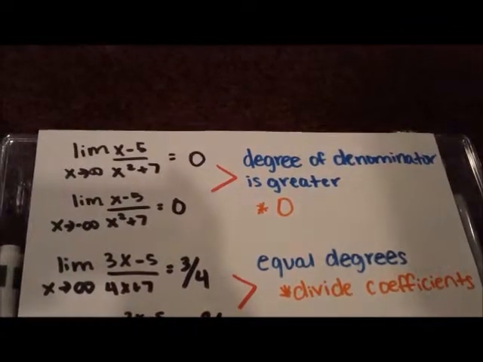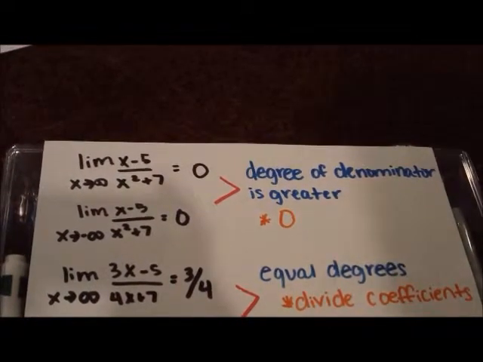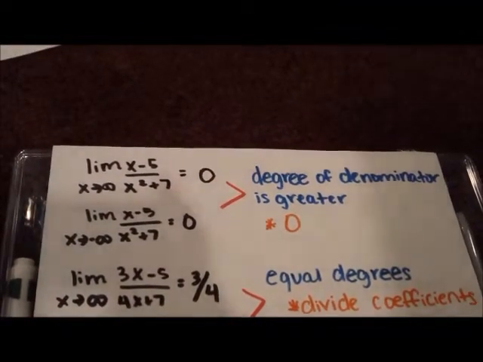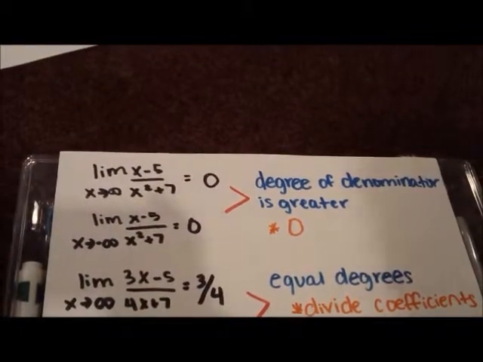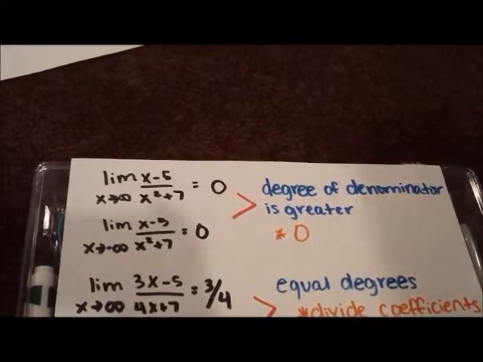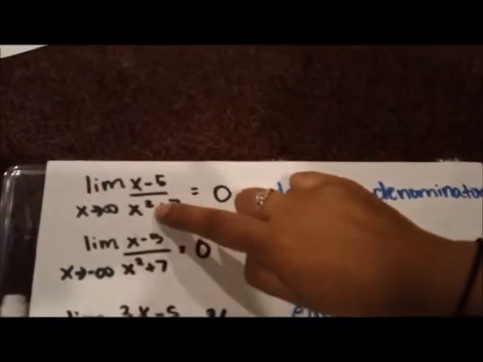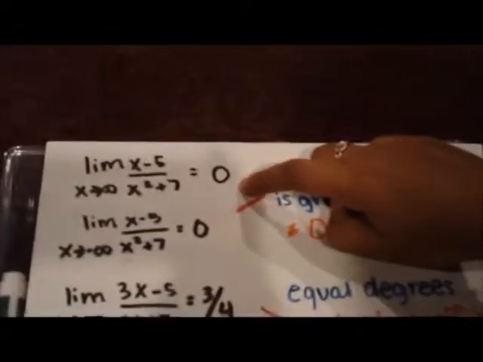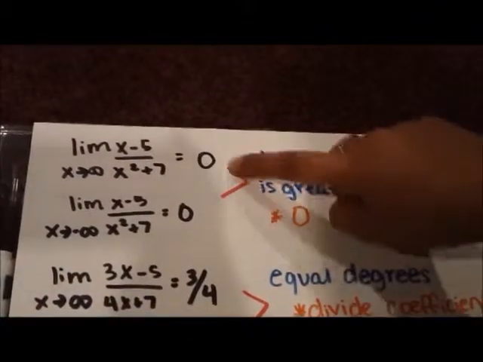So, a couple of ways in which we can determine the limit of certain functions when approaching infinity or negative infinity is by looking at the degrees of the denominator and the numerator. In this case, we can see that the denominator has a larger degree, which means that as x approaches infinity or negative infinity, the limit will always be 0.